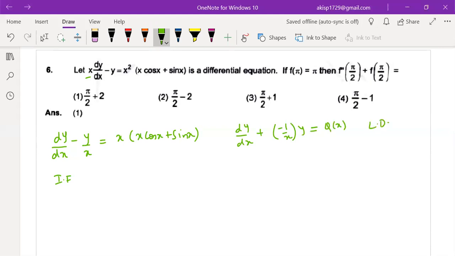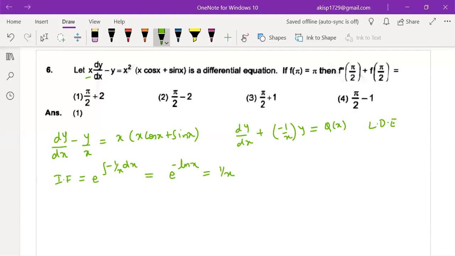So we know that the integrating factor for this linear differential equation is e to the power integral of p(x) dx, that is, minus 1/x dx. So what is this integrating factor? It is e to the power of integral of minus 1/x, which is minus ln x. So we see that the integrating factor is 1/x.